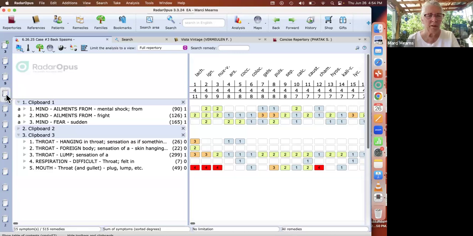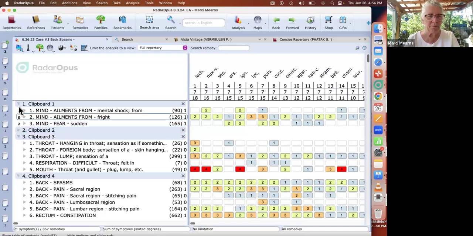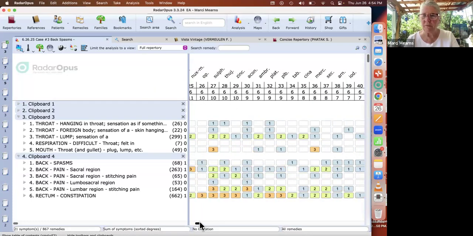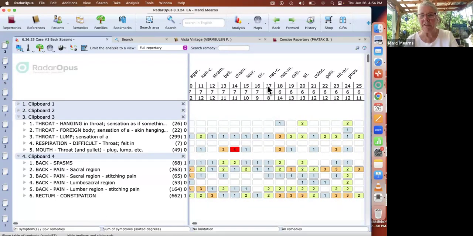I want you guys to take a look at these and think about what you want to do for this patient. So far, it says I've got 7 total symptoms. Looks like 7 symptoms. And how many remedies are covering 7 symptoms? Oh, we're doing pretty well. We're down to just 17 remedies to choose from.